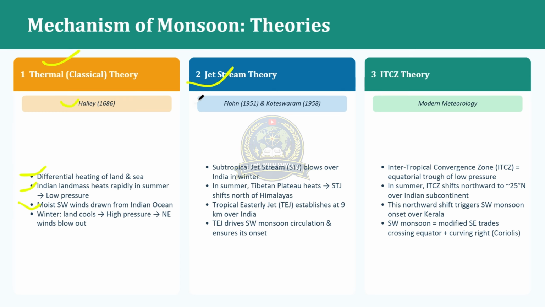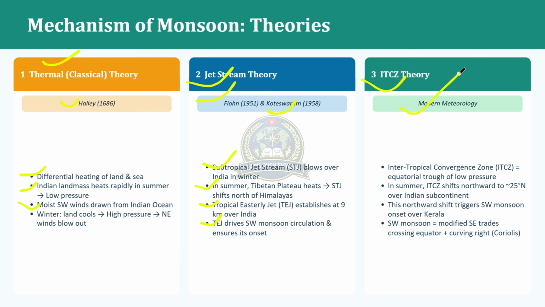Jet stream theory, Flohn 1951 and Koteswaram 1958. The subtropical jet stream, STJ, blows over India in winter. In summer, the Tibetan Plateau heats up and the STJ shifts north of the Himalayas. The Tropical Easterly Jet, TEJ, establishes at 9 km over India. TEJ drives the southwest monsoon circulation and ensures its onset.